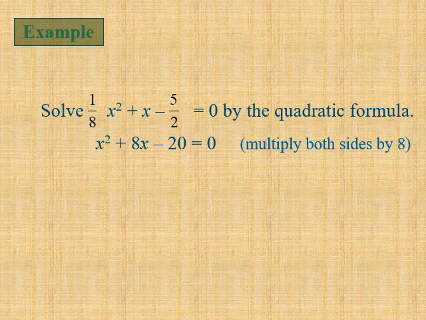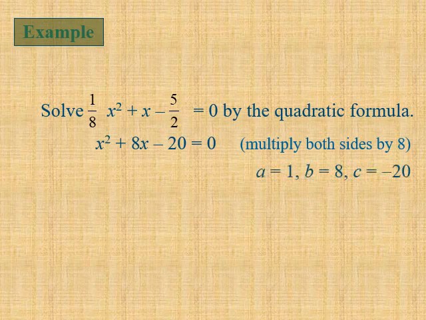Another way, if we need to get rid of 1 over 8, I'm going to multiply the whole equation by 8. It will be x squared plus 8x minus 20 equals 0. So I can solve it with a equals 1 over 8, b equals 1, c equals negative 5 over 2, or I can multiply all terms in the equation by 8 to get rid of the 8 and 2. So it will be x squared plus 8x minus 20 equals 0.